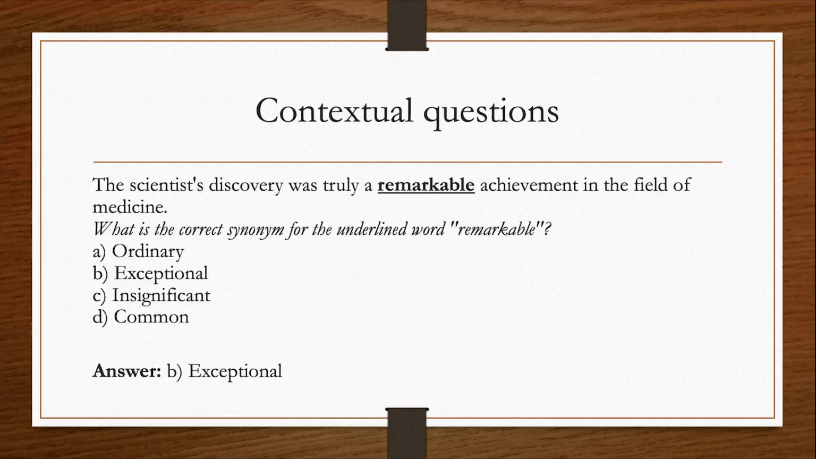Now there could be some contextual questions for the CLAT exam as well. For example: "The scientist's discovery was a truly remarkable achievement in the field of medicine." In a contextual question, either one line or one paragraph can be given, and one question could be asked. The help here is that you can understand in which sense the word is used, so it becomes quite easy to understand the intended meaning of the word. Which is the correct synonym for the underlined word remarkable? Ordinary, exceptional, insignificant, or common? As is quite evident from the use, the word would be exceptional.